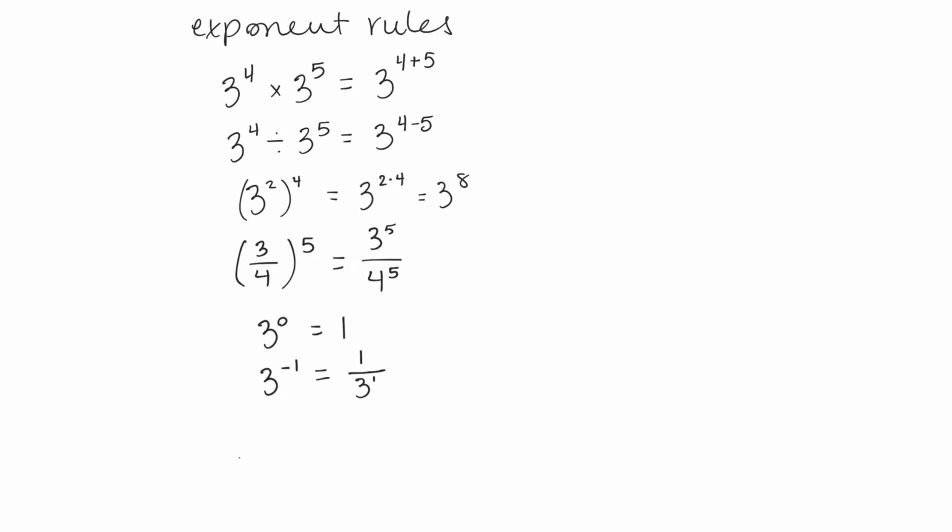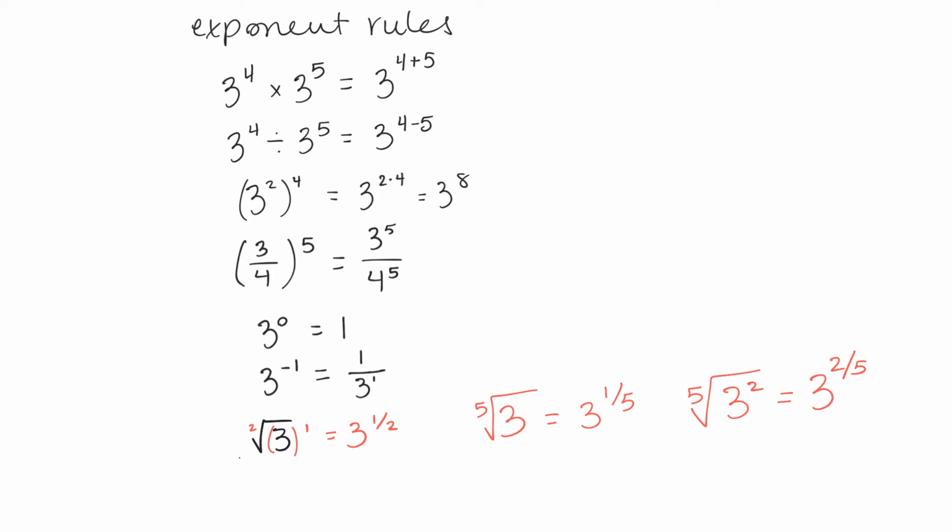And then there's the radical one. So let's say we have the square root of 3. Don't forget there's an invisible 2 here and an invisible 1. So that's the same as 3 to the 1/2. And that can be any number. Most often it's a square root, but we could do that with a 5th root, right? The 5th root of 3 is the same as 3 to the 1/5. Or you could have the 5th root of 3 squared, and that's the same as 3 to the 2/5. Okay, so those are exponent rules. All right, moving on.